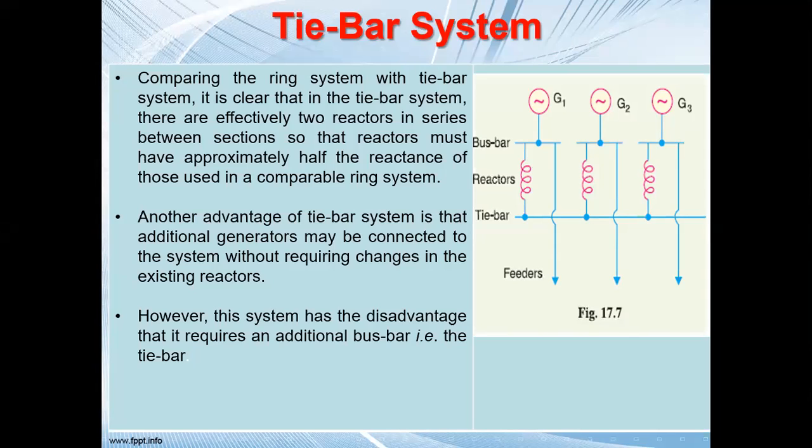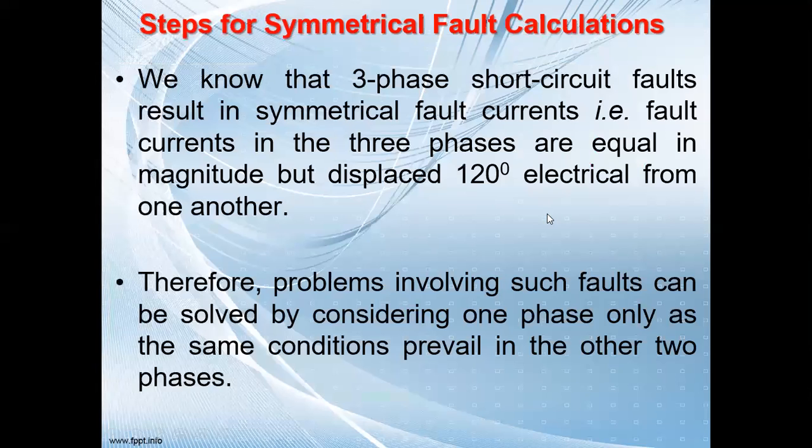Okay, fine. Now we'll come to the calculation part, because we have understood the reactor configurations, how to connect the reactors, and what the different configurations are. Now we'll study the steps for symmetrical fault calculation, because we have understood that the fault will occur in the three phases, and the fault current will be the same in the three phases. But how do we do this analysis? What is the process?